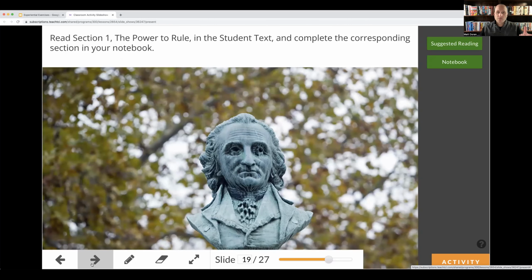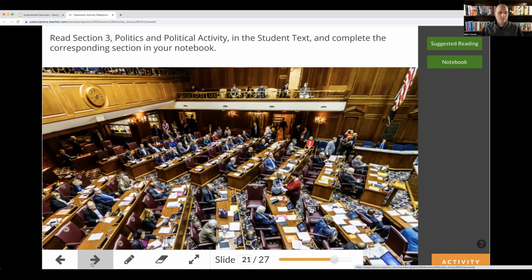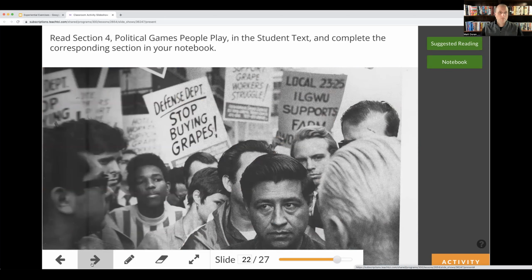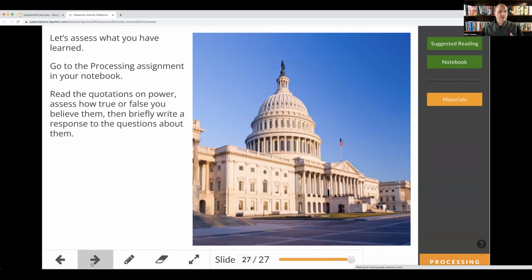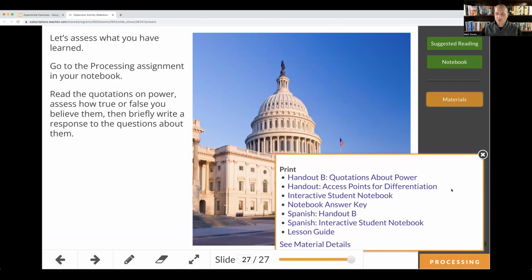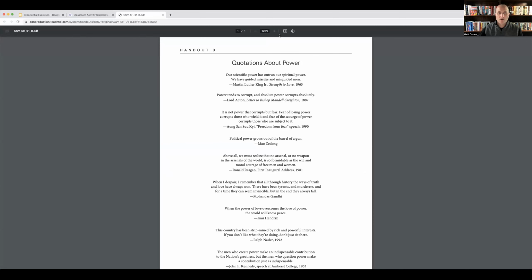Once they've done that, students are going to begin to dig into the textbook, read the various sections, and complete the notebook. As with all activities, it ends in a processing. And in this case, the processing assignment asks students to read the quotations on power, assess how true or false you believe them, then write briefly about a response to them. So over here in this materials button, I can find access to this handout on power.